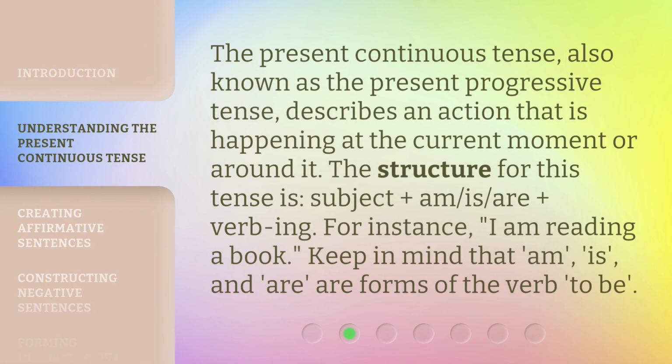The present continuous tense, also known as the present progressive tense, describes an action that is happening at the current moment or around it. The structure for this tense is subject plus am, is, are plus verb ing. For instance, I am reading a book. Keep in mind that am, is, and are are forms of the verb to be.